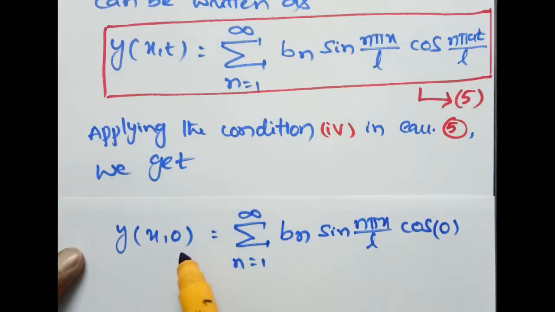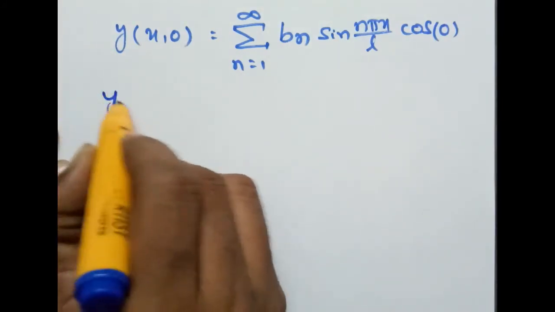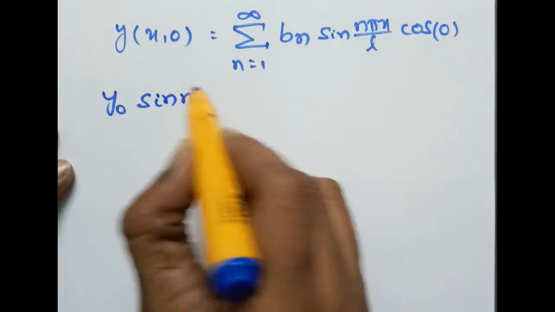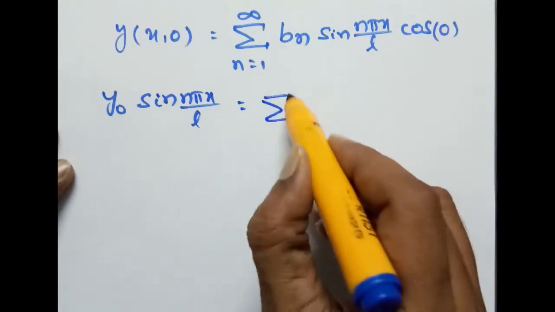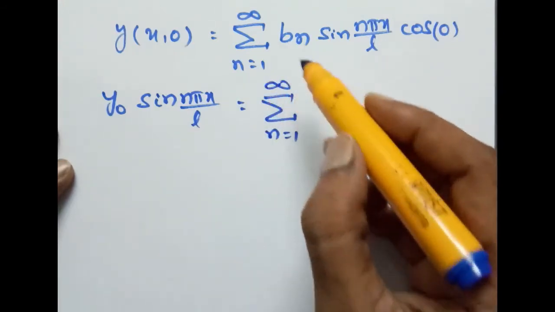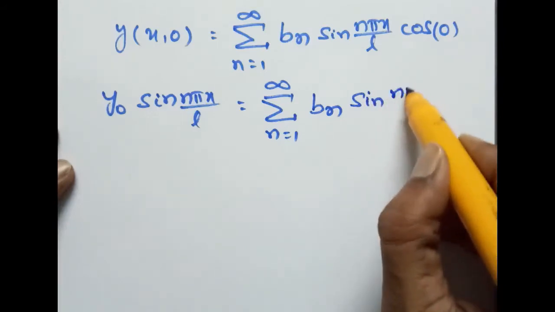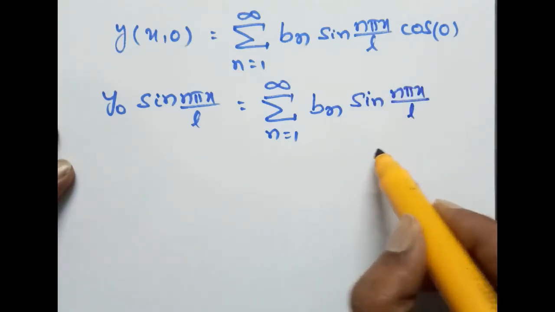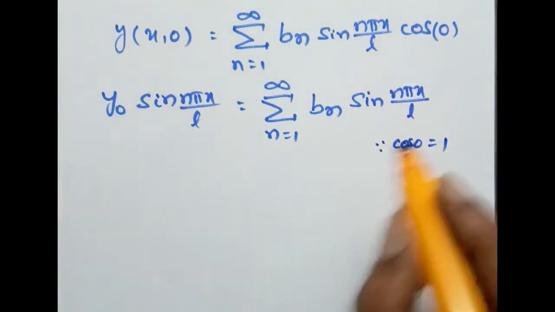Therefore y of x comma 0 is equal to y naught sin n pi x by L. y naught sin n pi x by L equal to sigma n is equal to 1 to infinity bn sin n pi x by L, since cos 0 is equal to 1.